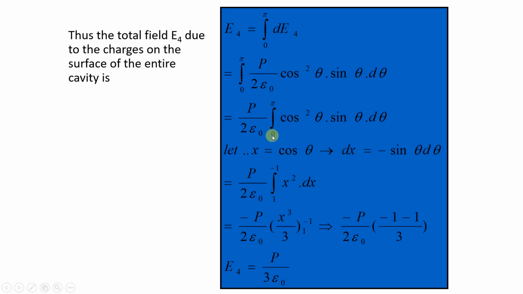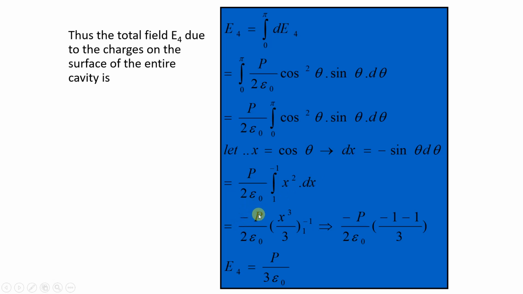I bring it back, and I even change the limits from theta to x, so it becomes P by 2 epsilon naught. We had theta equal to 0, x becomes cos 0, that is plus 1. When theta is equal to pi, x becomes cos pi, that is minus 1. Cos square theta becomes x square, and sine theta d theta is actually minus of dx. And to get rid of the negative sign, I just flip the limits. So it becomes the integral from minus 1 to 1 of x square dx. There is a small mistake here. There should have been a minus sign with the dx. That has come in the next step anyway.